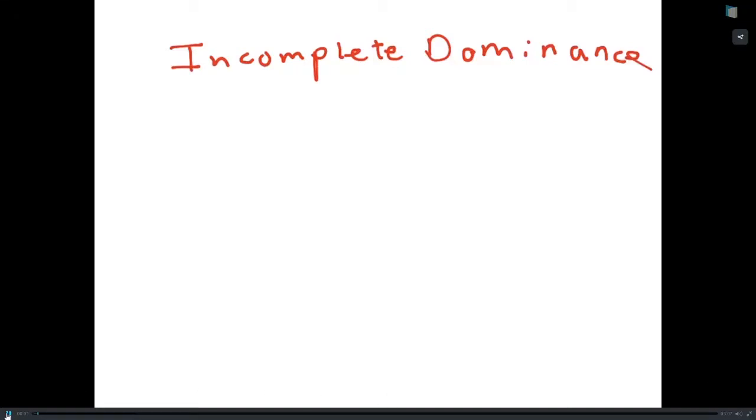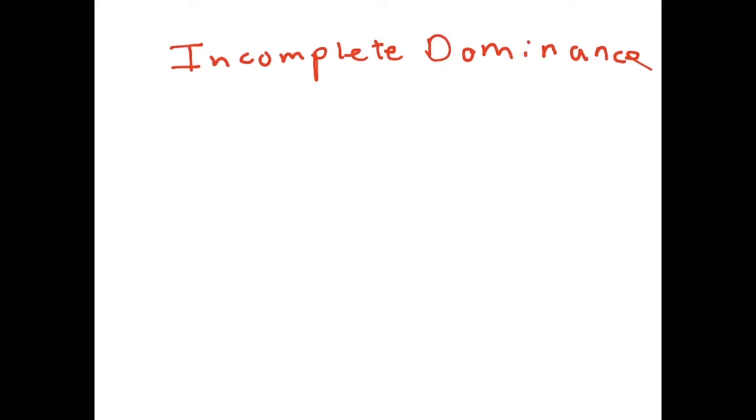Our second mode of inheritance that we'll talk about in our genetics unit is incomplete dominance. Incomplete dominance is a situation where you will have two alleles for a trait, but you'll get three phenotypes because being heterozygous for that trait will give you sort of an intermediate phenotype.